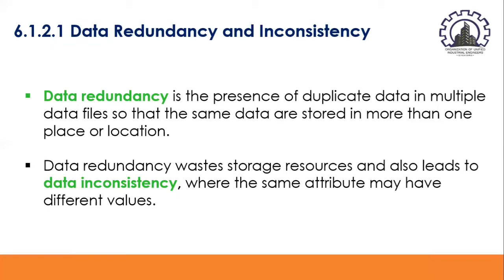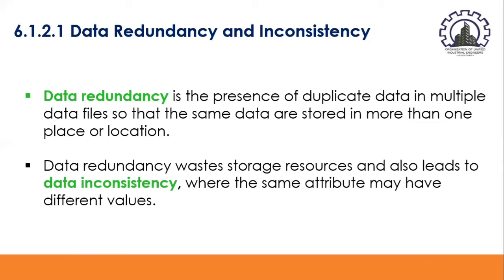And aside from that, data redundancy wastes storage resources and also leads to data inconsistency, where the same attribute may have different values. For example, in instances of the entity course illustrated in figure 6.1, the data may be updated in some systems, but not in others. So the same attribute, let's say student's ID, may also have different names in different systems throughout the organization. Some systems might use student ID and others might use ID, for example. So that problem is what we call data inconsistency.